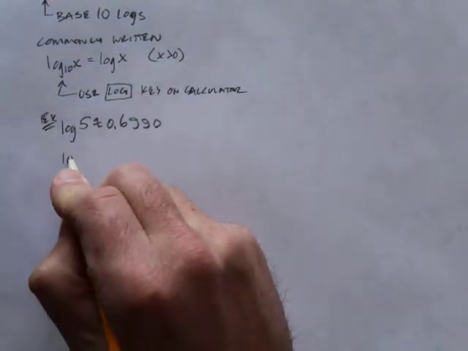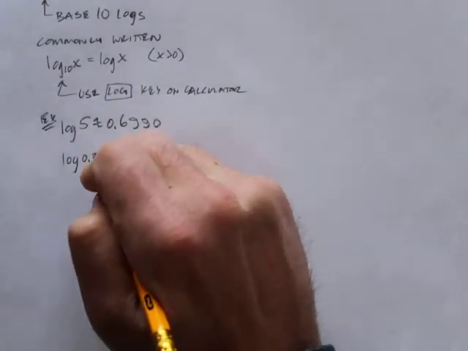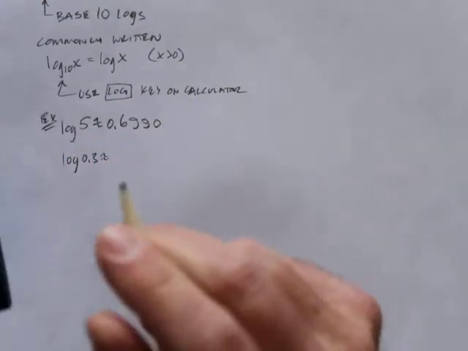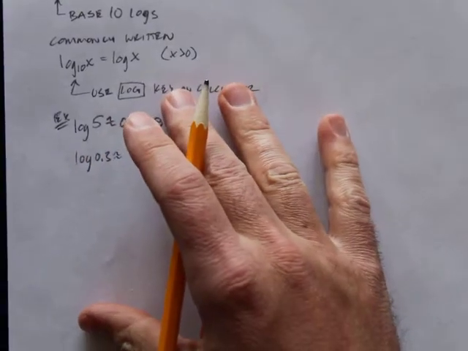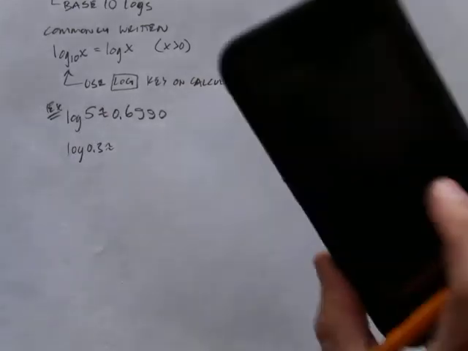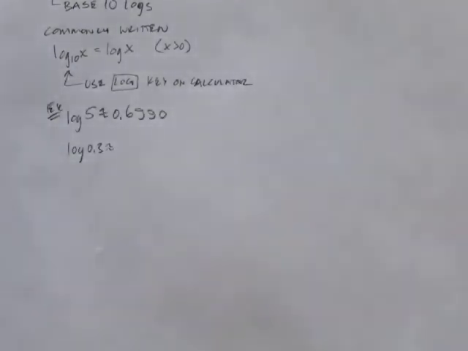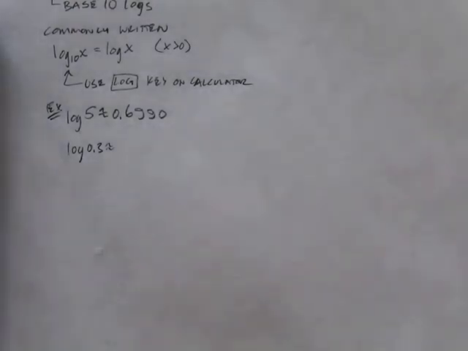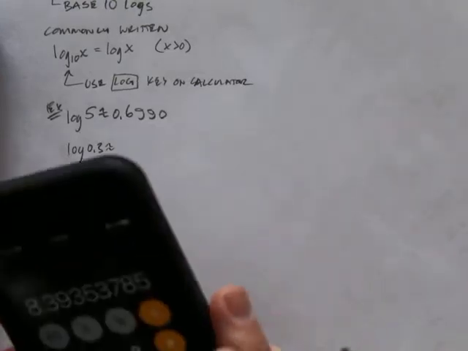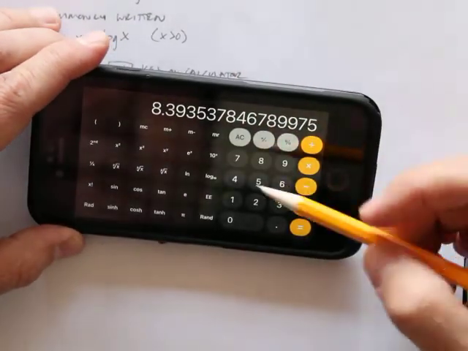Let's try another one. Log 0.3 is approximately, so go ahead and plug that into your calculator, or if you have a phone, I believe you can do the log when you turn your phone sideways. You get a lot more buttons on the calculator. Let's go ahead and try that. So if I turn my phone sideways, I've got log.